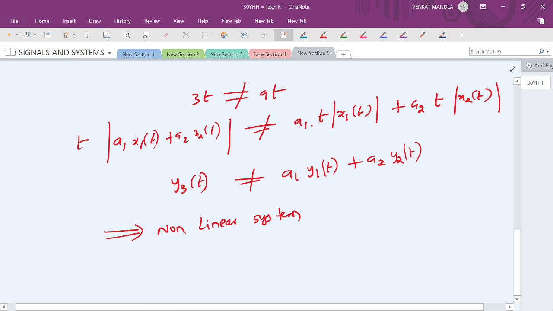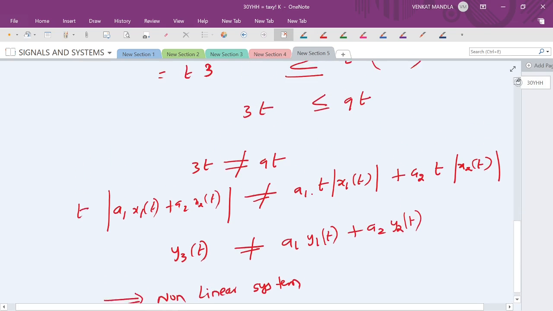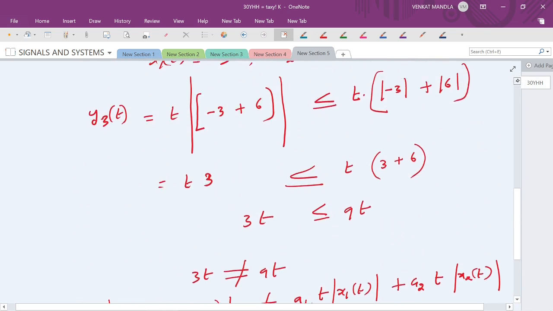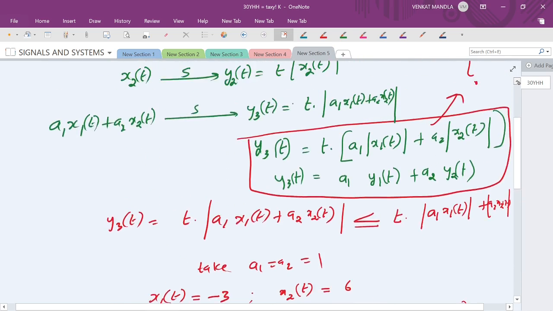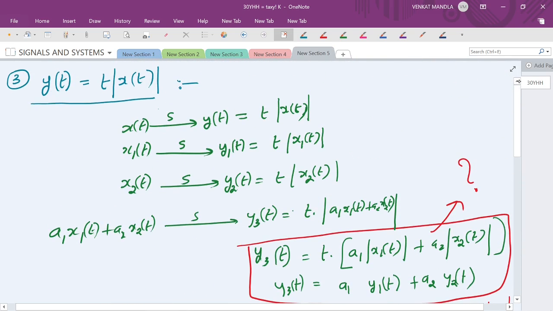Okay, because there is an operation on x, right? What is that operation? Modulus. So there is an operation on x here, mod x(t). So if there is any operation on x, then the system is non-linear. Okay, and here the operation on t is there, right? t into mod x(t). So it is time variant.